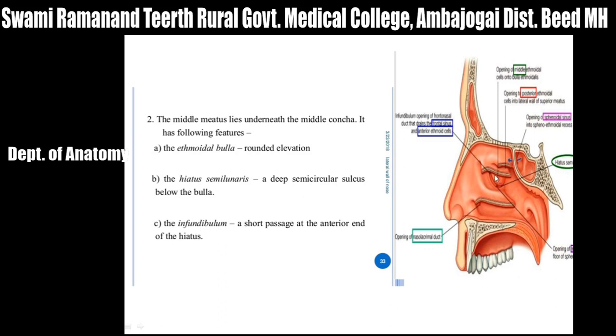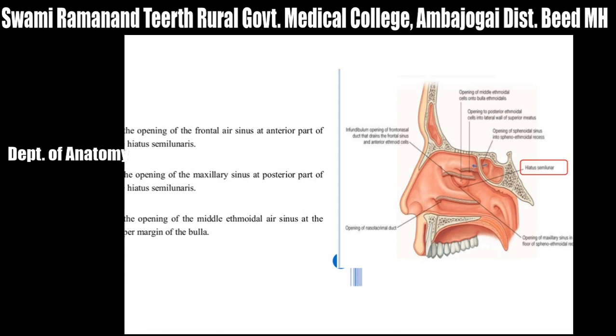Just beneath the projection you can see a sulcus or depression, and that depression is called the hiatus semilunaris. This is the hiatus semilunaris, a deep semicircular sulcus situated just beneath the bulla. Then next is the infundibulum. This is the anterior-most part, a short passage at the anterior end of this middle meatus, and that is called the infundibulum.